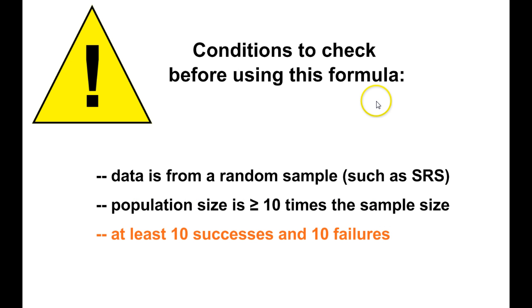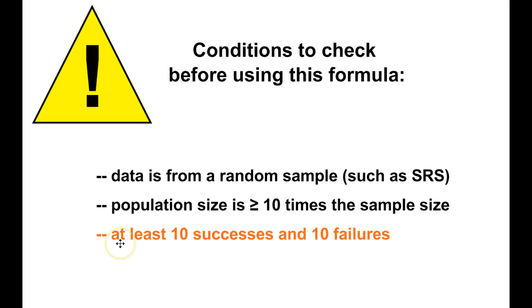We again have conditions. Just like before, the first two are the same. So data has to be from a random sample, like a simple random sample, and the population size has to be greater than or equal to 10 times the sample size. So you need a much larger population than your sample. An example of breaking that would be if we were to take a sample of 100 students in a school of 600. We would be violating that condition, so our confidence intervals might start to run into issues.